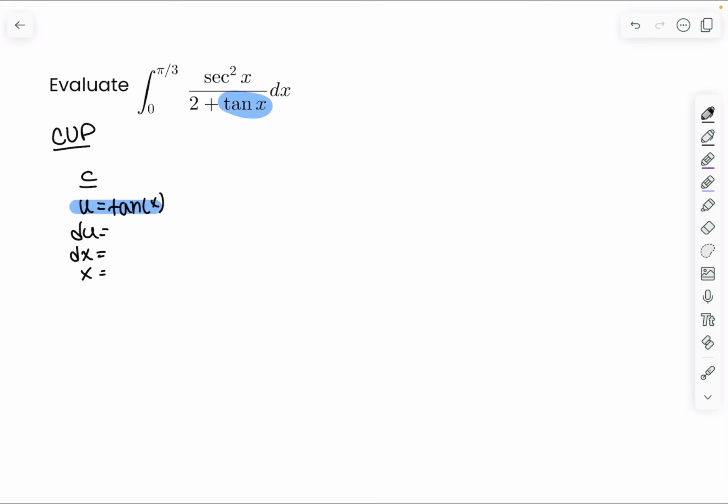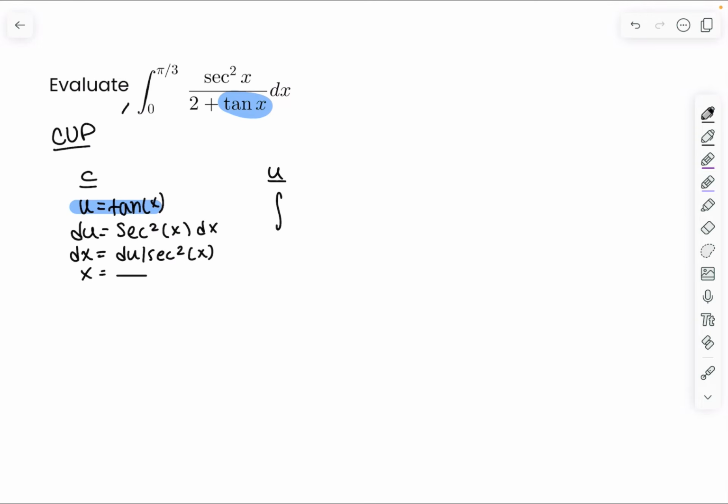So then my du is just going to be the derivative of u, so secant squared of x times whatever's here, so that's dx. And then my dx is going to be taking this and solving for dx, so that's going to be du divided by whatever's next to the dx. I don't solve for my x, especially if I have trig. I never do that when I have trig. And then at this point, the u part in CUP is to put everything in terms of u, and that should remind you that you have to also put your bounds in terms of u.